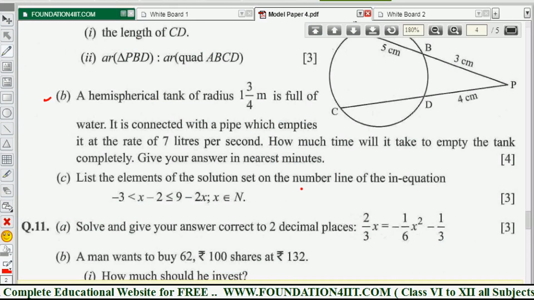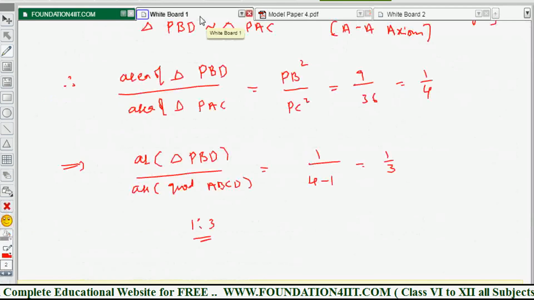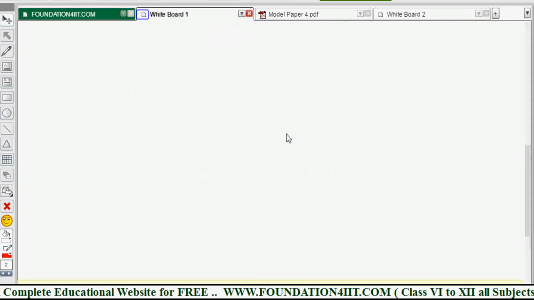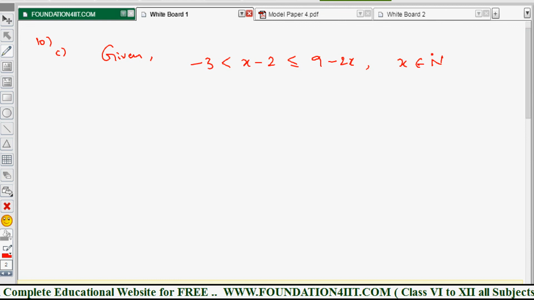So list the elements of solution set on number line of the inequation. So this inequation, put the number line. X belongs to natural numbers here. So let me take the inequation and we'll find the number line. So according to the given, given inequation is minus 3 less than x minus 2 less than or equals to 9 minus 2x, and x belongs to natural numbers.